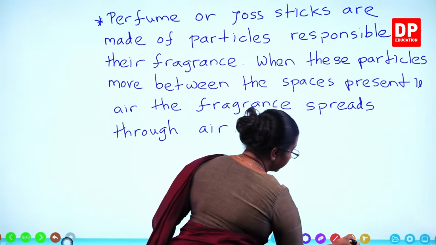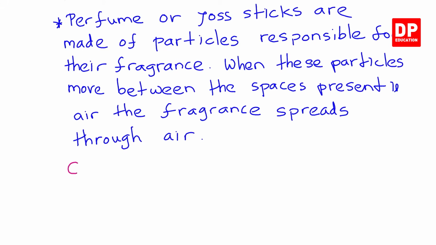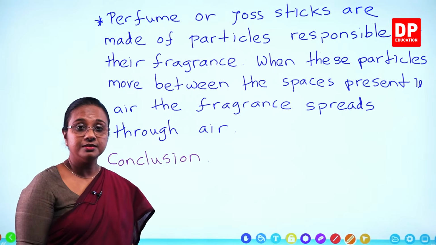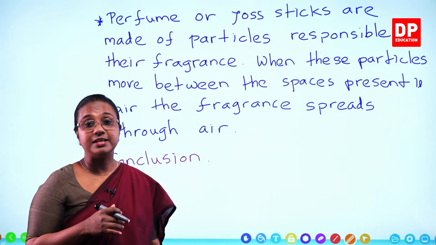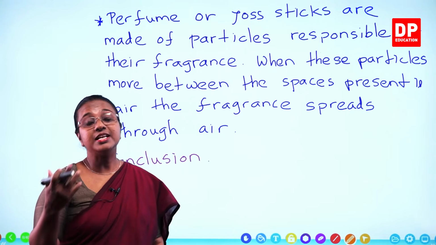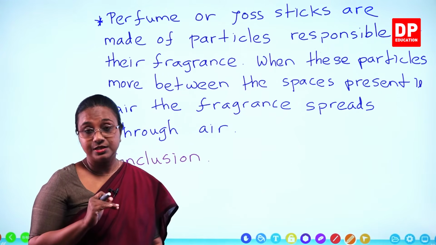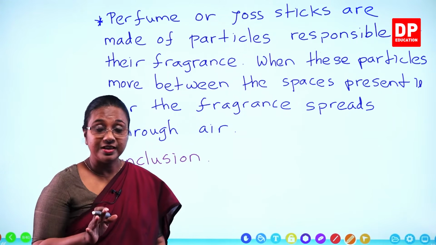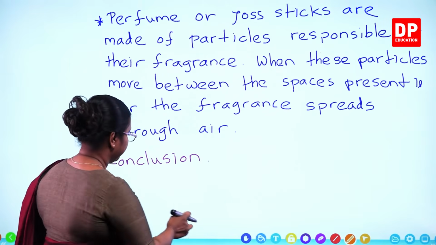So from all this, students, we can come to a conclusion. What is the conclusion? Air again is a gaseous state of matter. Nitrogen dioxide is a gaseous state of matter. So they are all discontinuous in nature. Therefore, we can say gases are discontinuous in nature.